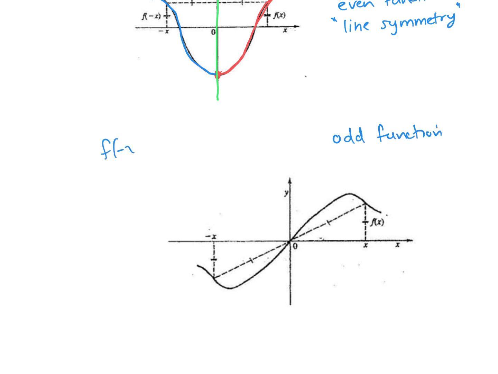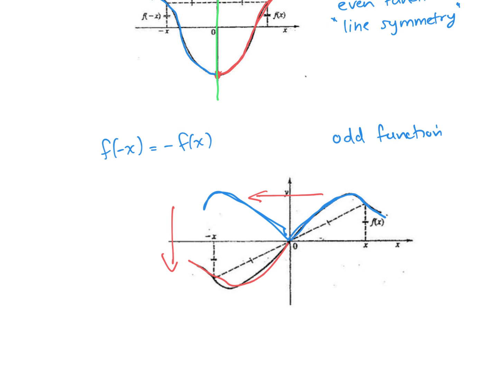So when x is replaced by negative x, we get the opposite result. So what does that mean? That means that if x changes to negative x, so let's say this is our original function, so we change x to negative x, and then the y also changes. So basically the x goes to negative x, the y changes to the opposite. We get an odd function.